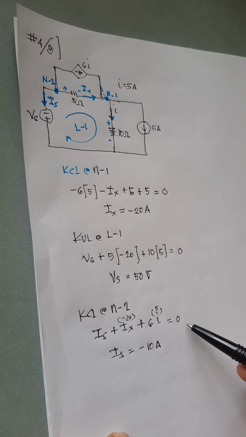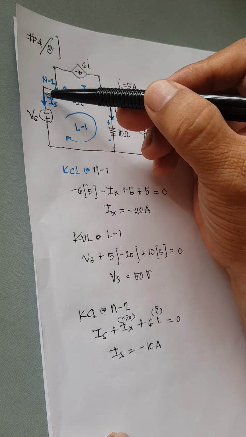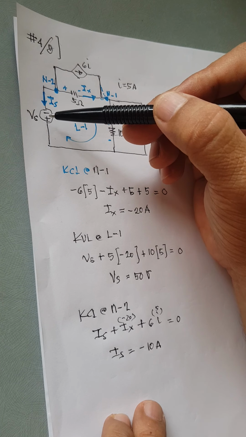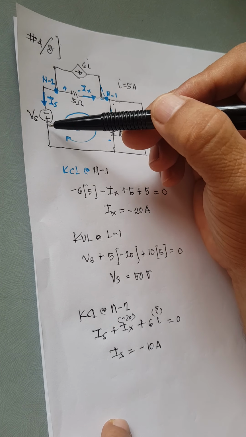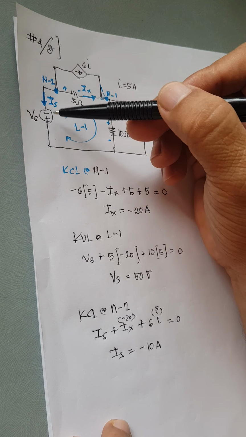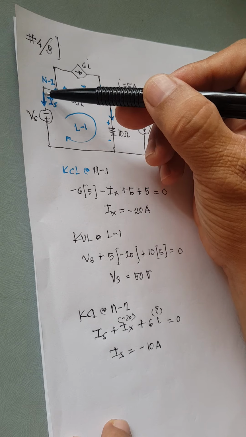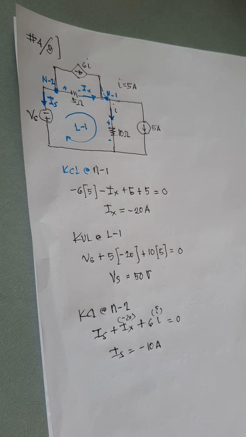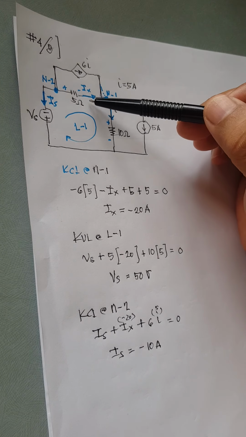6 times 5 is negative 30. Yeah, so our direction going down is negative. So this is in reality absorbing power. Why? Because if you're going to correct the direction of IS, it's going to leave the negative terminal of VS. Okay, what else? We have IX.